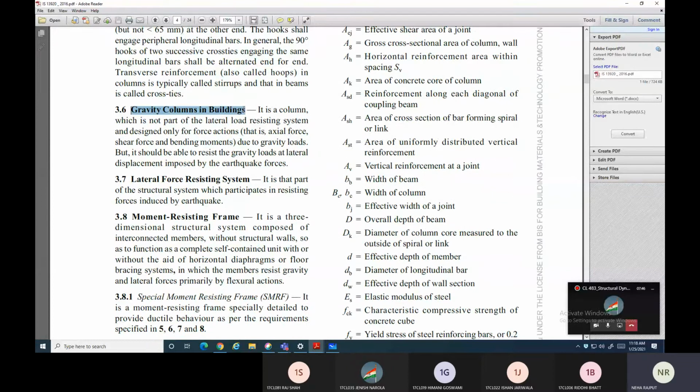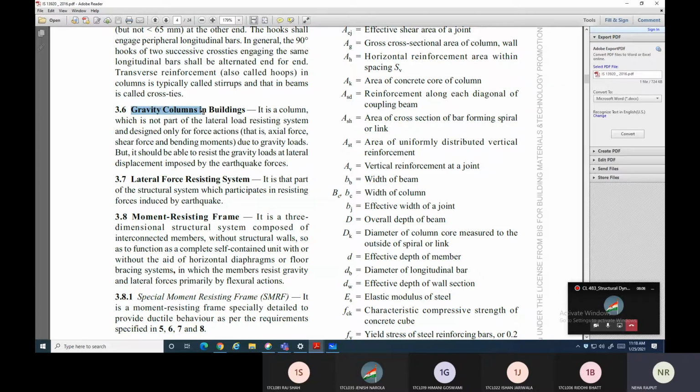Then gravity columns in building. It is a column which is not part of the lateral load resisting system and designed only for force action, that is axial force, shear force and bending moment due to gravity, but it should be able to resist gravity load at lateral displacement imposed by the earthquake force. So this is the term which is known as gravity column.